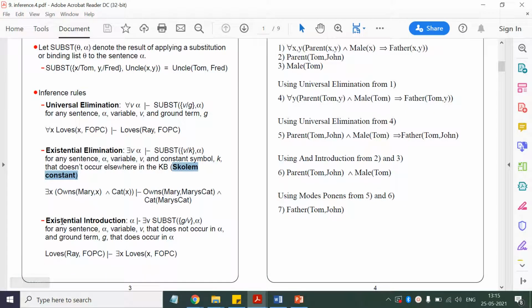Next rule we use is existential introduction. Okay, so if the given fact is this one, Ray loves f of pc, so one entity is satisfying this. So we can introduce the existential quantifier. So there exists some x who loves f of pc. At least one entity is there, which in this case is Ray, right? So this is existential introduction. So this is like a simplification, and this is like a generalization.